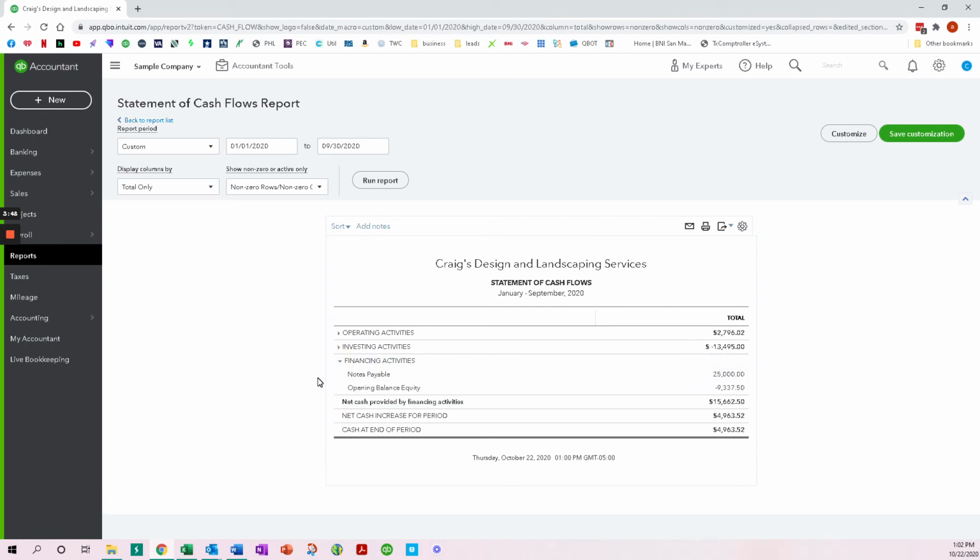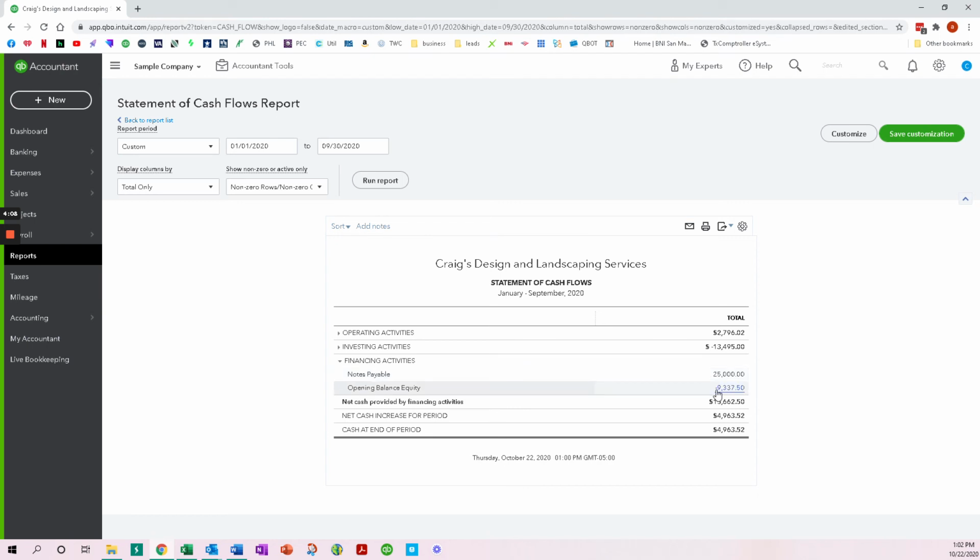The next section is financing activities. These again are items that are not related to your day-to-day activities, just like investing activities, but they did include financing. So here you can see that they took out a notes payable for $25,000. They received that $25,000 in cash.